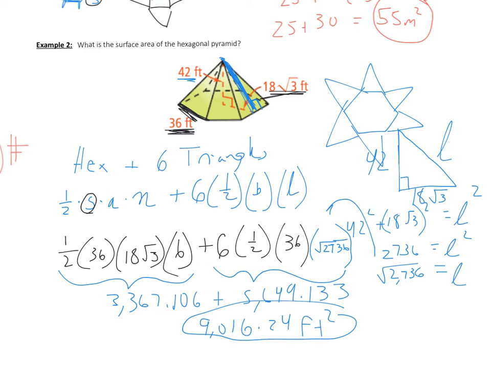SAT or ACT where, instead of giving you the slant height, which you're going to need, they might give you an angle down here or an angle up at the top. And given an angle, you would have to use trig instead of the Pythagorean theorem. But for what we're going to do, we're just going to need to use the Pythagorean theorem.